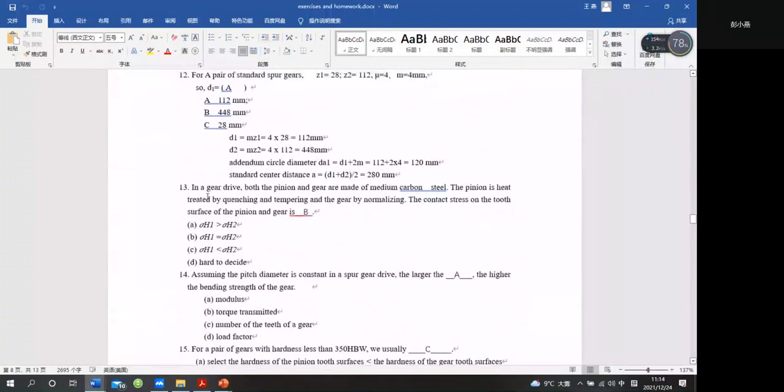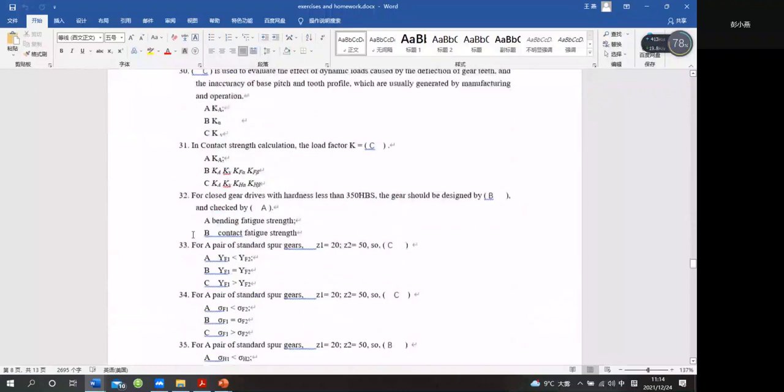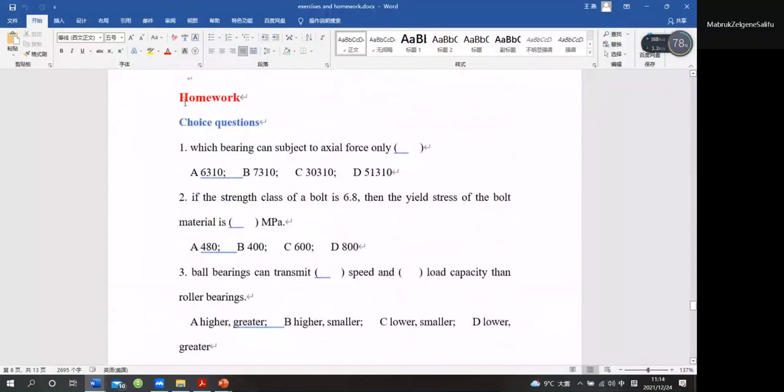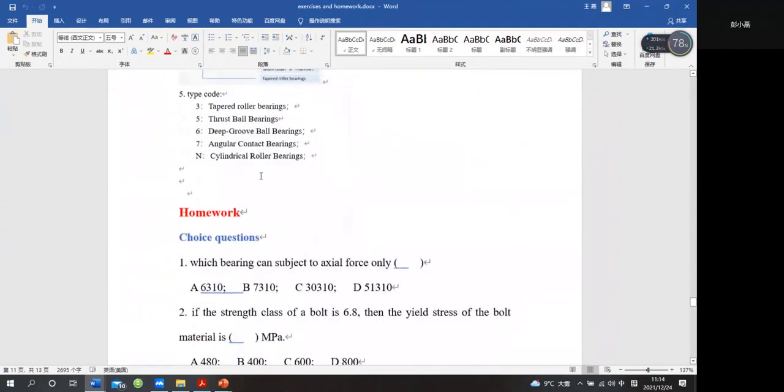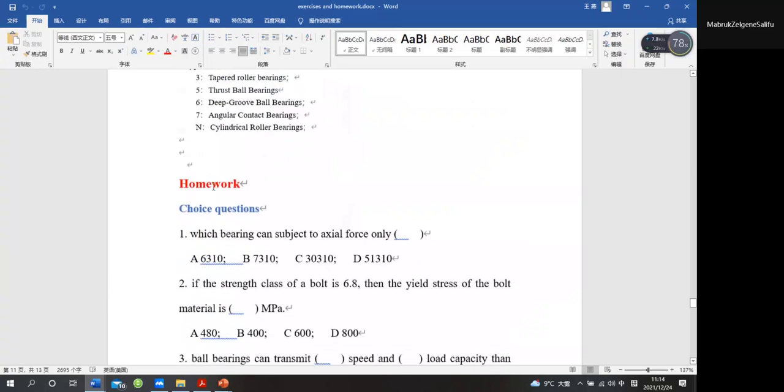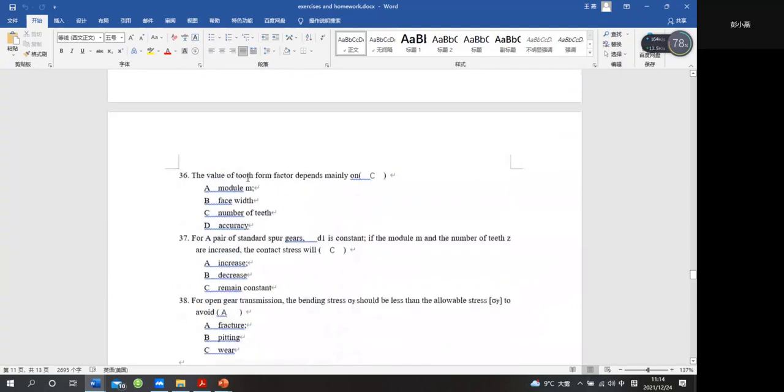Before week 20, you should submit homework to me. The homework you sent to us already? The homework you submit to the monitor first, and then the monitor submits to me. The exercises and homework in the group, we should solve all and send to you? You just need to submit the homework. No exercise, only homework. Before week 20. Okay, Lashi, no problem.